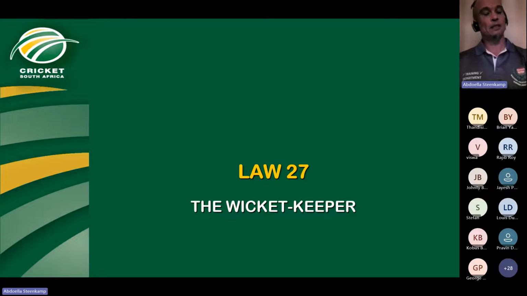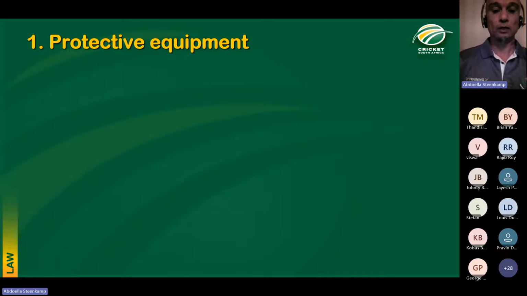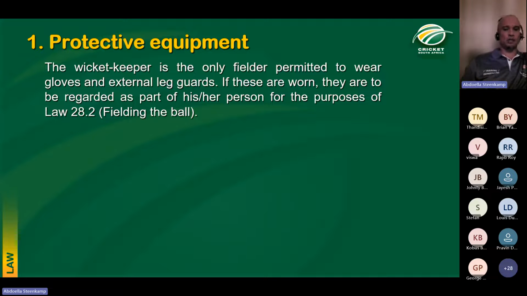The wicket keeper. Let's see what the laws say about what the keeper is allowed to do and not allowed to do, what movement, what equipment, and let's start with equipment. So in terms of equipment, what is the keeper allowed to wear and not to wear? The wicket keeper is the only fielder permitted to wear gloves and external leg guards. External leg guards means the keeper can put his or her pads outside the trousers. Any other fielder, if they do want to wear leg guards, needs to put them inside their trousers. The only fielder that can have external leg guards is the keeper.